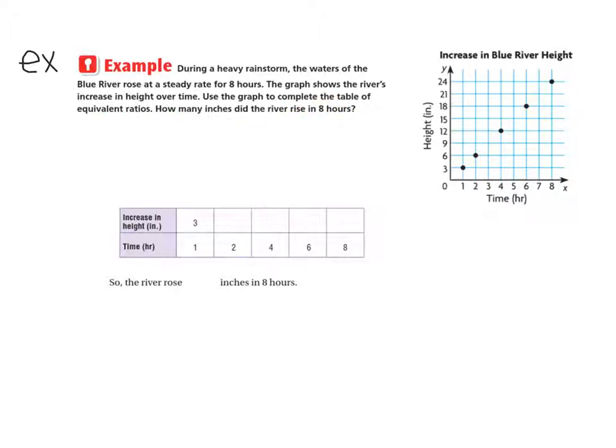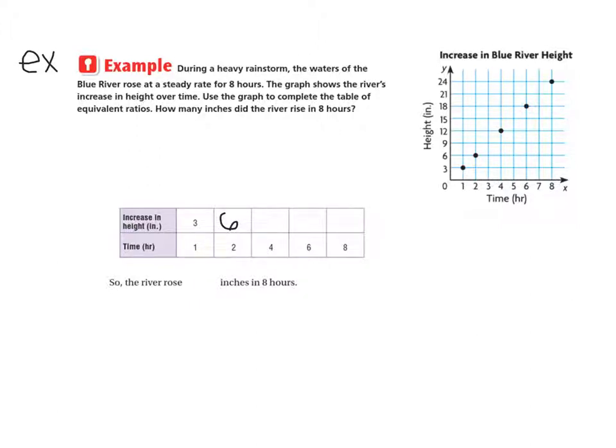So, taking a look here at our table, in 1 hour, it rose by 3 inches. So if it's the same amount of rain, how much would it be in 2 hours? Well, you can use your patterns to say, well, if it rose 3 inches in 1 hour, it'll rise 3 more inches in the second hour, which would be a total of 6 inches.